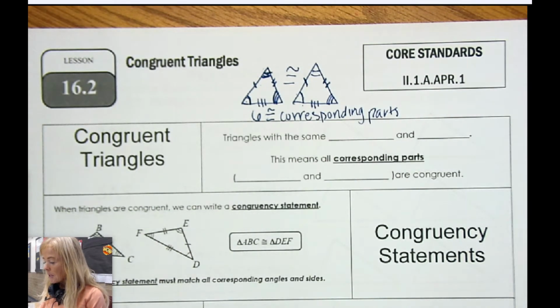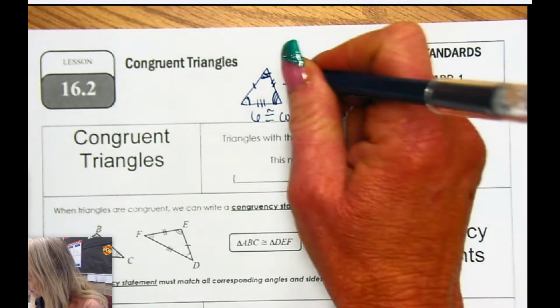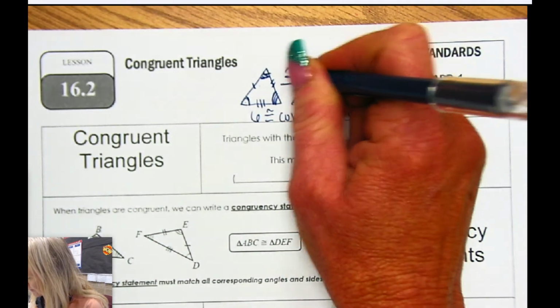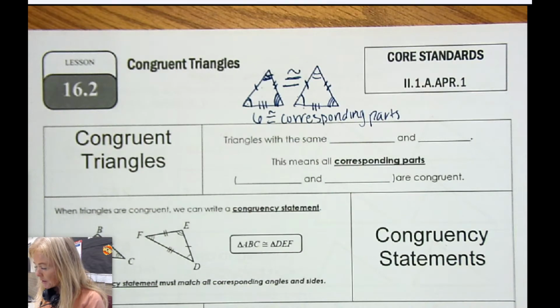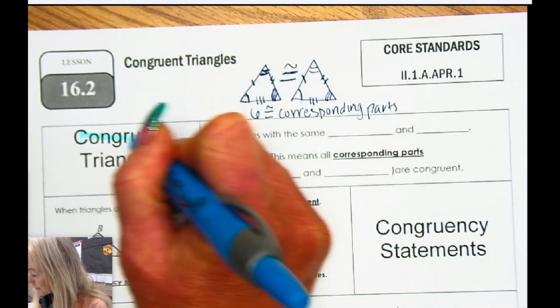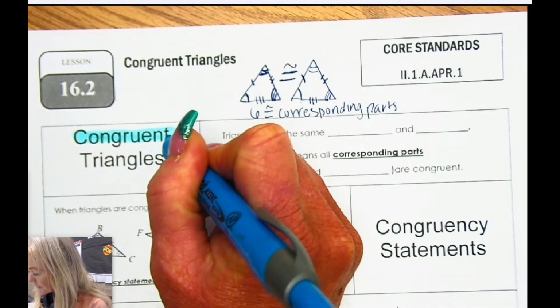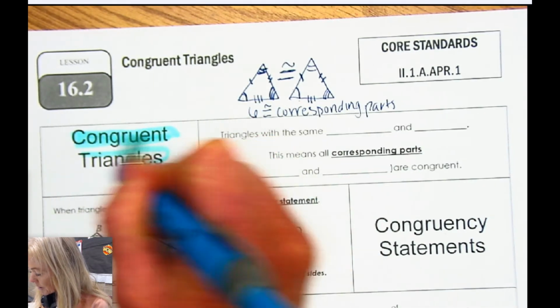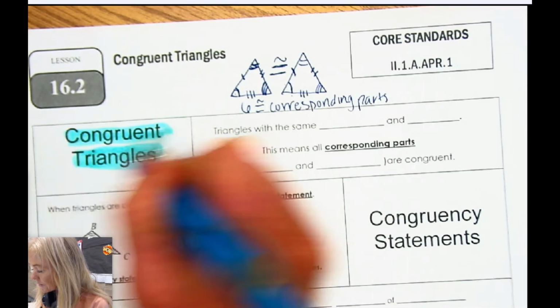triangles, is that they do indeed have 6 corresponding parts that will be congruent. All right, so in order for them to be congruent, and I made this little congruent mark between the two triangles, then with those congruent triangles, they must have 3 congruent sides that are corresponding sides, congruent to each other, and 3 angles that are congruent to each other.